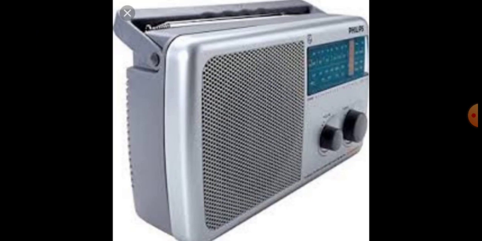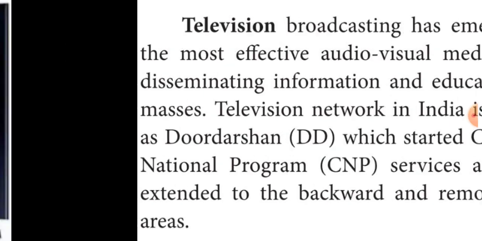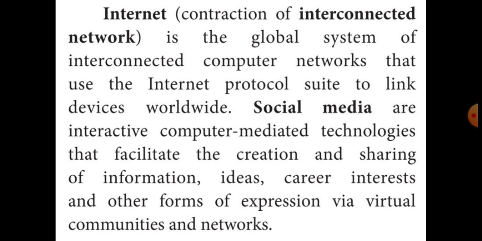Then the second electronic media is television, is it? Television broadcasting has emerged as the most effective audiovisual medium, is it? Then through television we are getting information about education, some other news, worldwide news, and also this television network is known as Doordarshan. Okay, then the third important electronic media is internet.